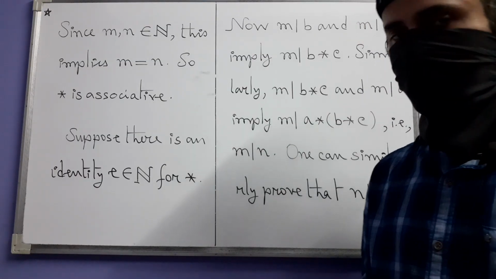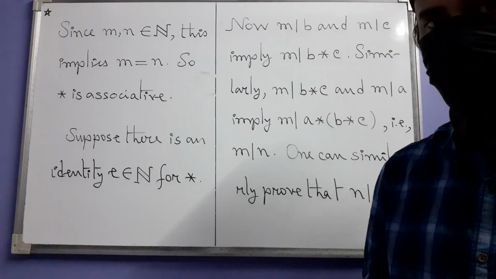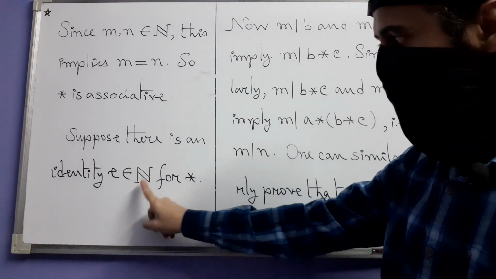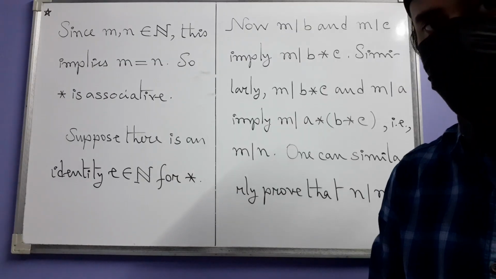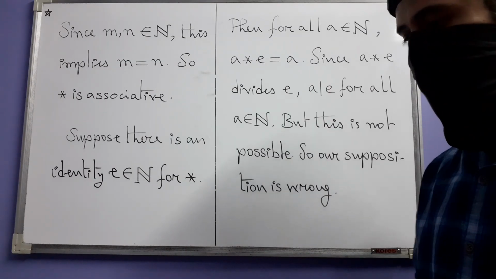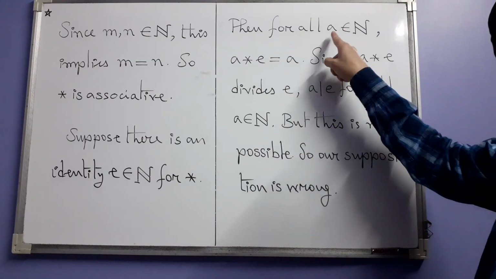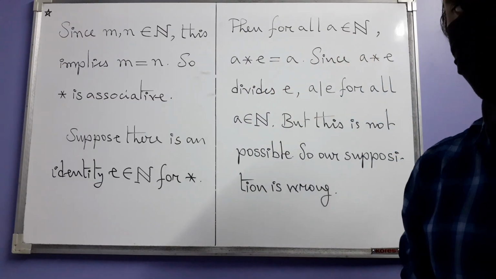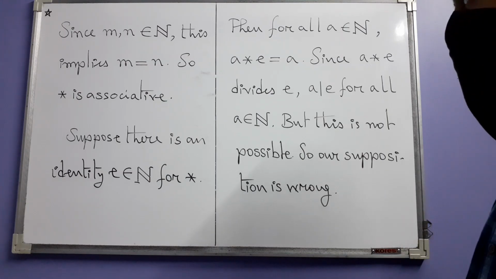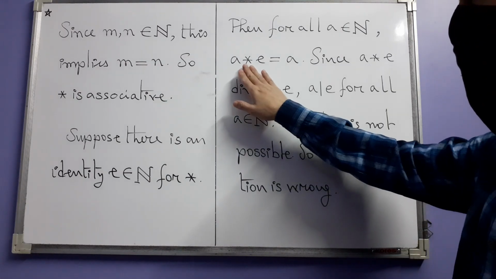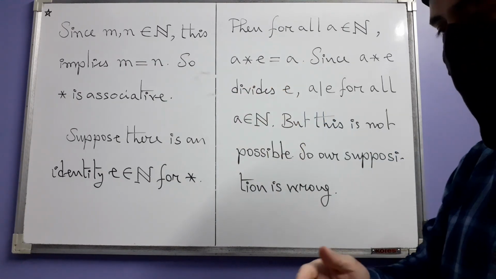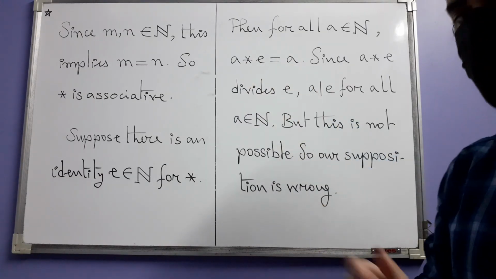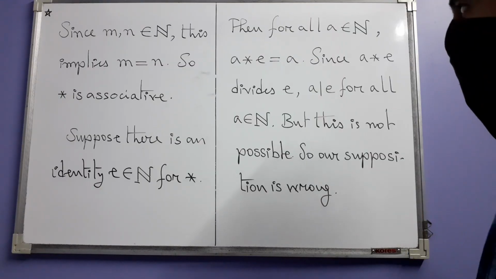And finally, we come to the question of whether we have or don't have an identity. Suppose there is an identity E in N for our operation star. Then by the definition of identity, for all A in N, A star E would be equal to A, because E is supposed to be the identity. So when you take the product of A and E, product meaning A star E, then A won't change, A will remain A.